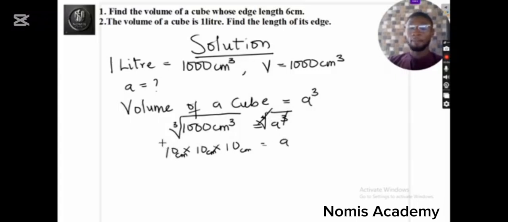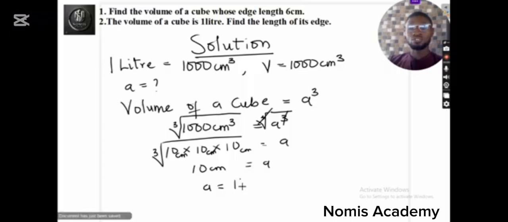So with this, I've gotten to know that 1000 centimeter cube is 10 centimeter multiplied by 10 centimeter multiplied by 10 centimeter. So the cube root of 1000 centimeter cube is equal to 10 centimeter. So 10 centimeter is equal to a. That is our a, which is the edge length of the cubic container. The edge of the cube is just 10 centimeter, and that is the final answer to that question.